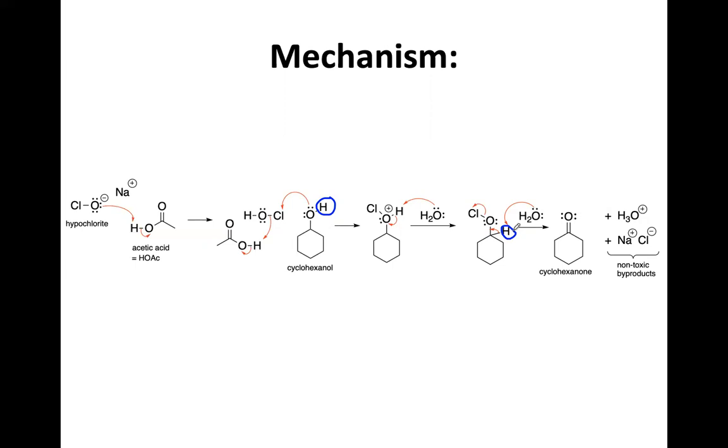Once we lose these two protons that I've circled in blue, we're going to form a double bond as a result of that. And this double bond is between carbon and oxygen. And so now we have fully oxidized a secondary alcohol to a ketone.